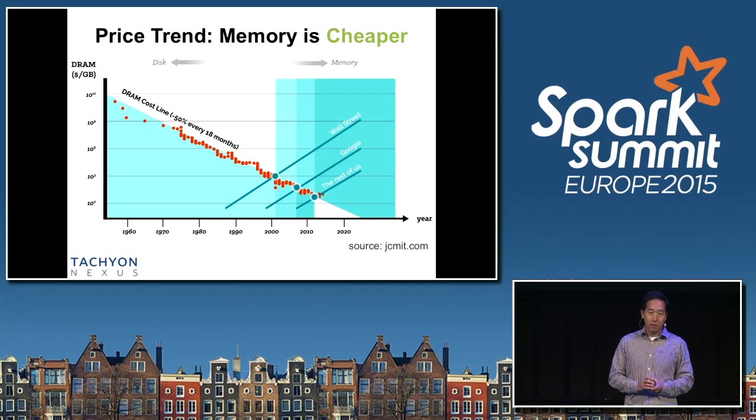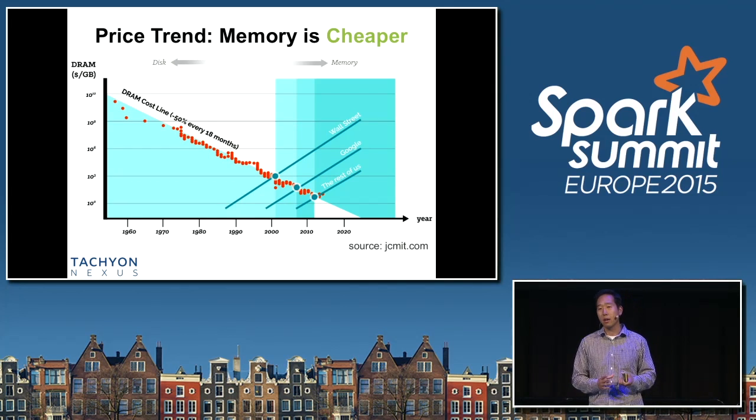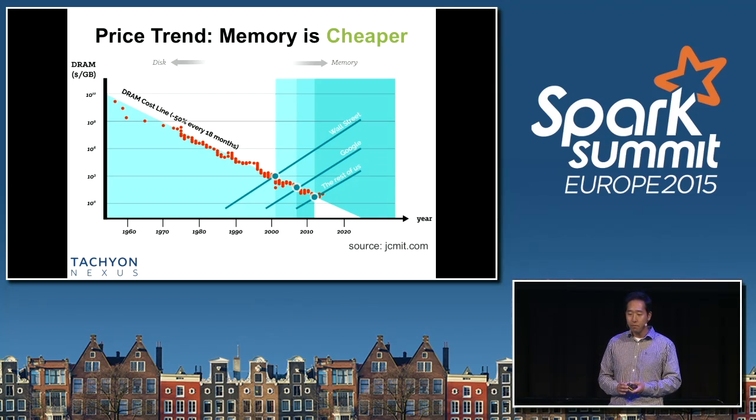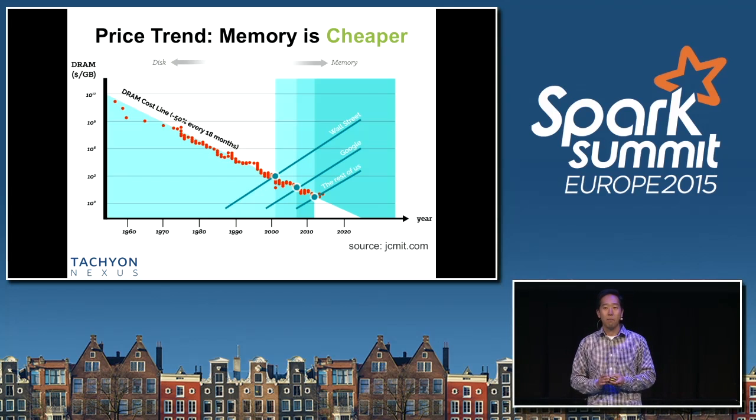Also, here's another trend: memory is getting cheaper. Here's a plot of the cost per gigabyte of memory that you can buy, and as you can see, it's falling very steadily. Now it's very cheap for you to buy a lot of memory for your machines. A lot of companies are buying a lot of memory for their servers, and it's much easier to get a lot of memory on EC2 as well. So because of these two trends, memory is becoming more and more important for computing.